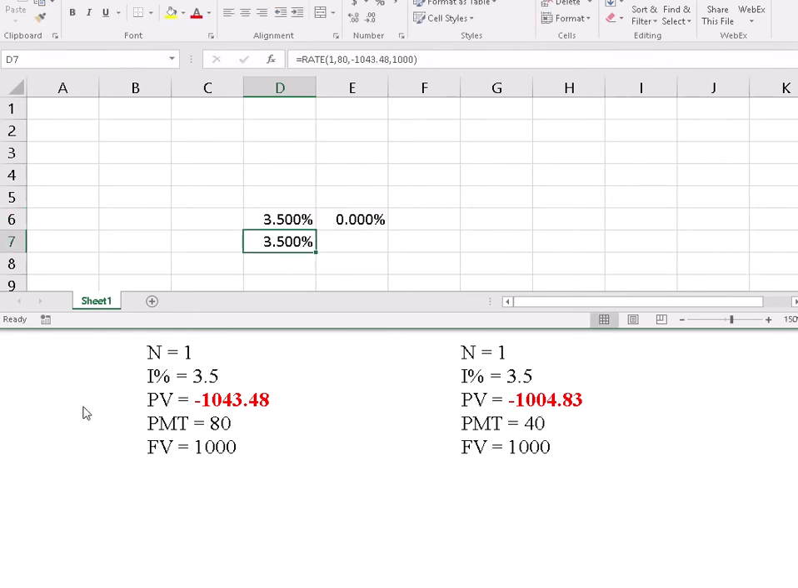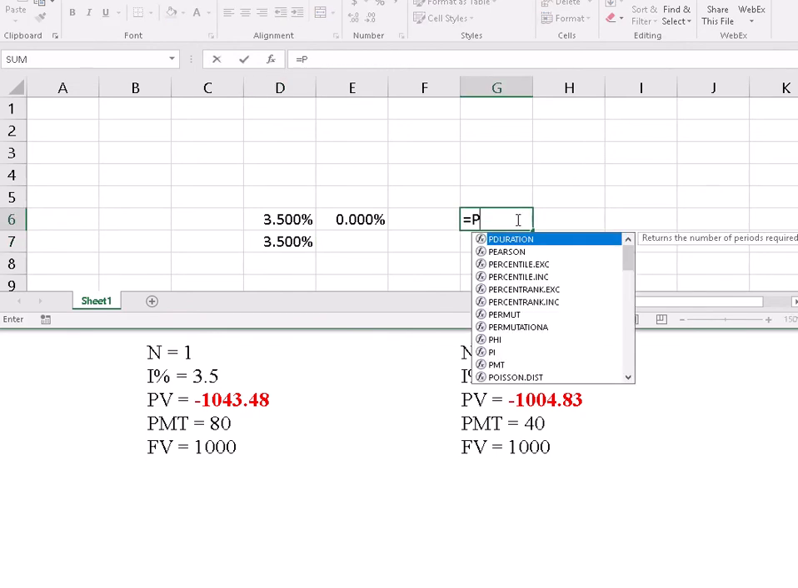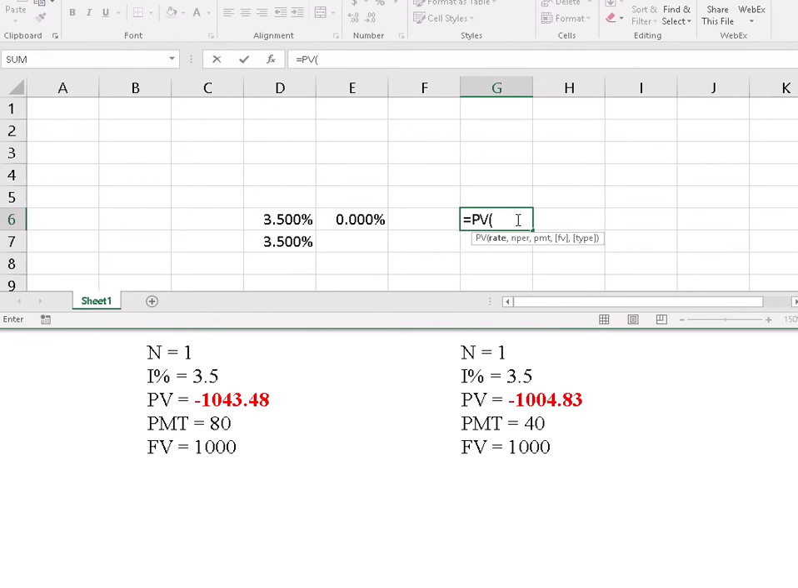Now, because these are present value calculations, let's do it this way. Instead of recalculating the yield to maturity, we can calculate the price by using the present value function. The rate is 3.5%. The number of periods is 1, because you're only holding it for a period. The payment for the tax-free municipal is $80.